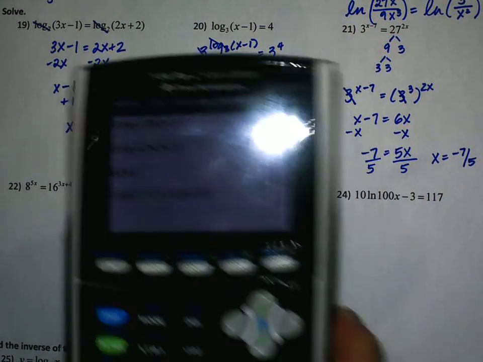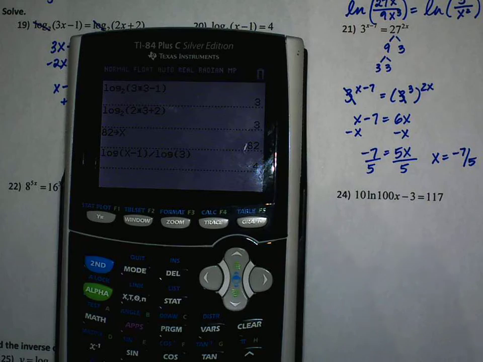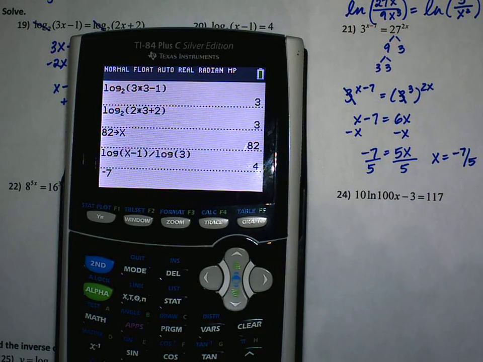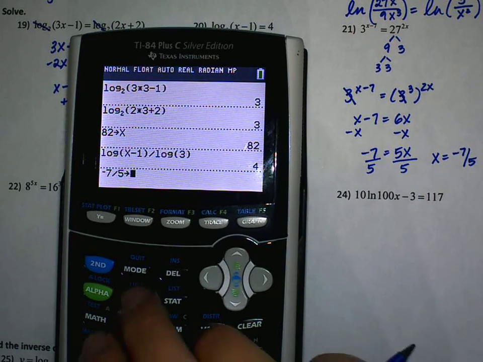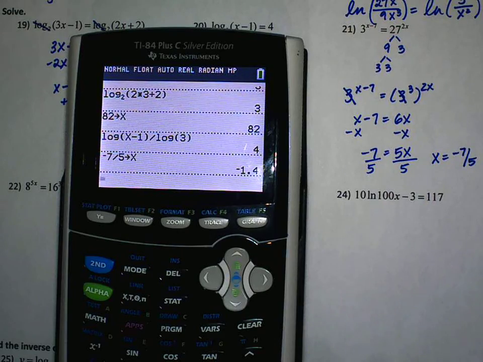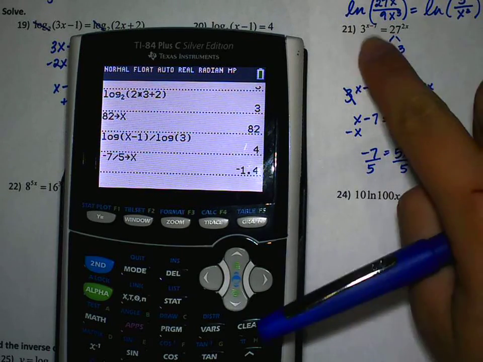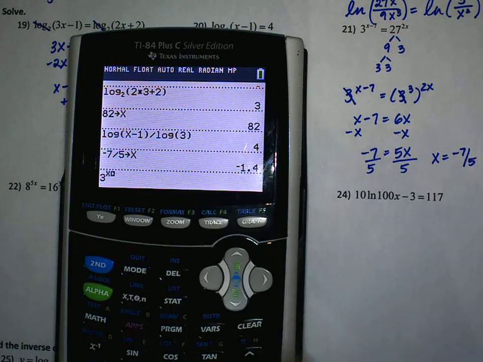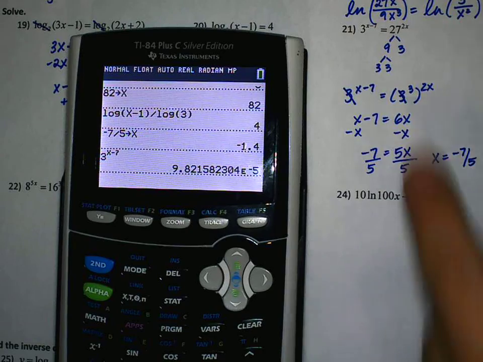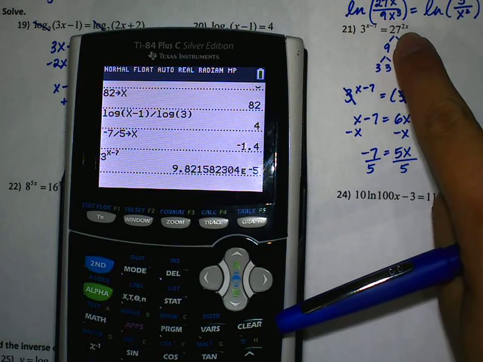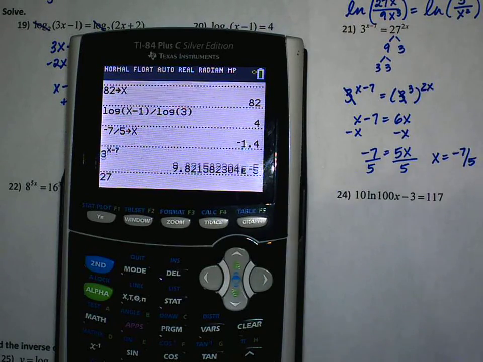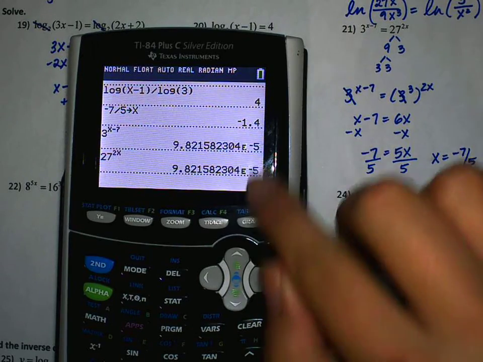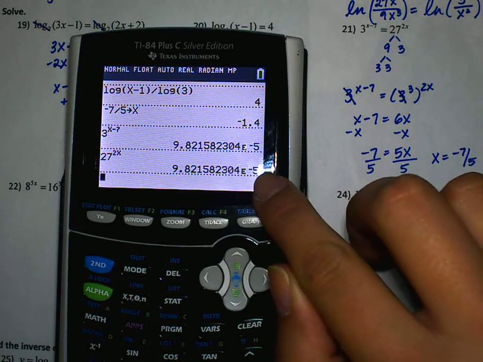So let me double check my work by plugging this in. I'm going to store negative 7/5 as x. Left side, it's 3 raised to the x minus 7 power, equals that number. The right side, 27 raised to the 2x power. These numbers both match, so I'm good to go.